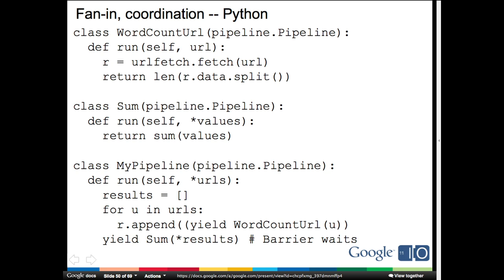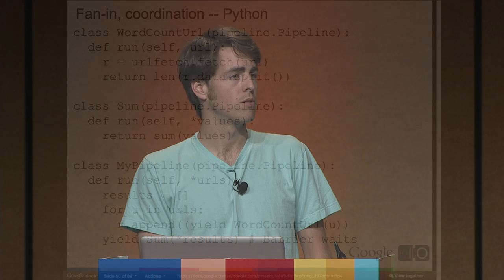And then I have my search engine pipeline. It says, hey, here's a bunch of URLs I found in this page. Please go fetch all of them, count up how many words are on each one, sum them together, and then return the result. So you do a for loop through the URLs. You yield a child pipeline for all of them. And then you sum the results of all the children. So this is a barrier on all the child pipelines.